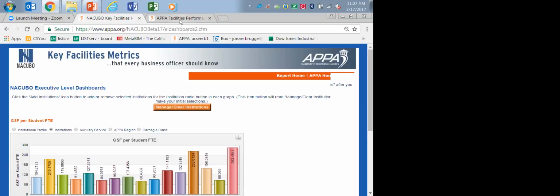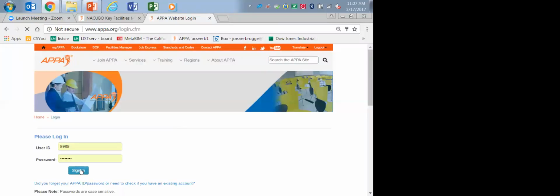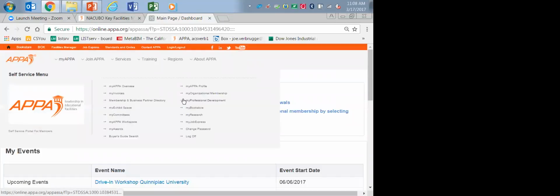I think we're going to take a look at the administrative function and show you how you might have a chance to drill down into specific classifications that were submitted in the administrative.